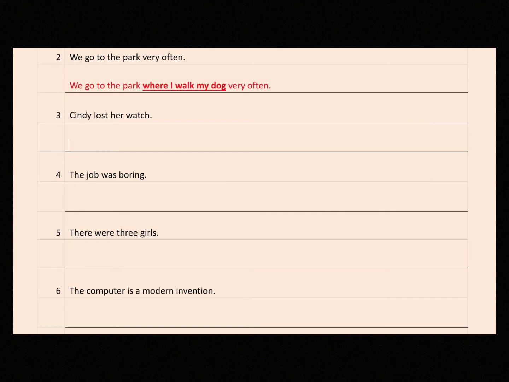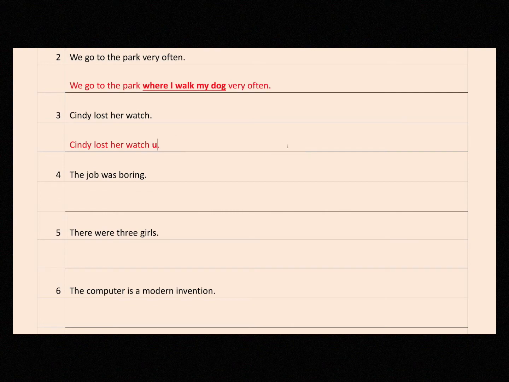And for number 3, Cindy lost her watch. Let's look at the sentence. Shall we try to extend the meaning of the watch? Like Cindy lost her watch. And then for watch, we use which to talk about it because it is a thing. So Cindy lost her watch, which her mum bought her last year.